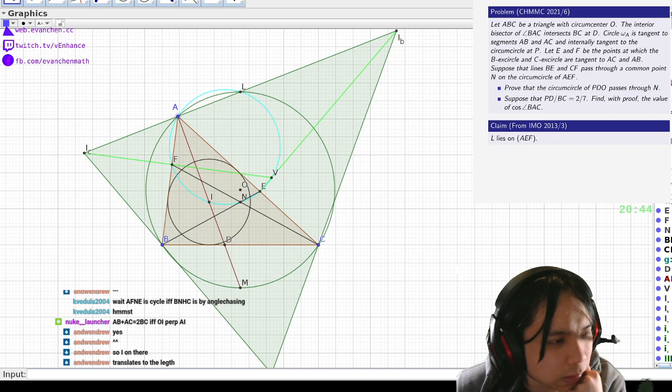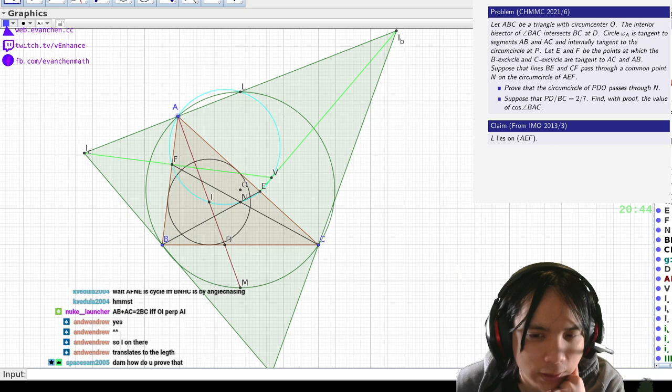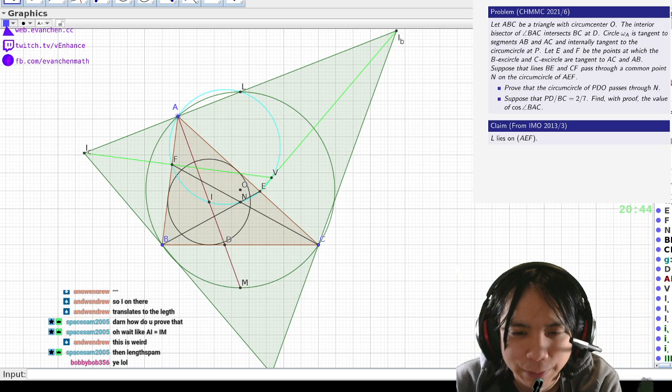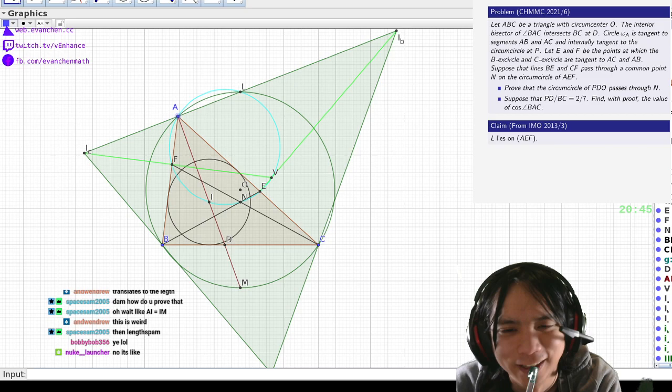Yeah, so I on there translates to a pure length condition. So if it was a contest, you definitely just bury the N now. But I want to see if I can find a synthetic way to do it. Yeah, AI equals IM. So basically by Ptolemy's theorem on ABMC, you'll get like AM equals 2BM equals 2CM. And yeah, it just looks bad.